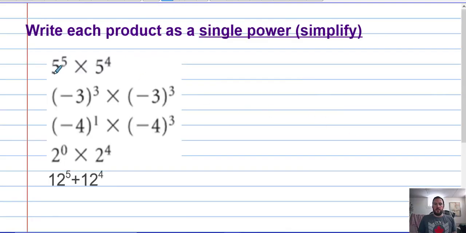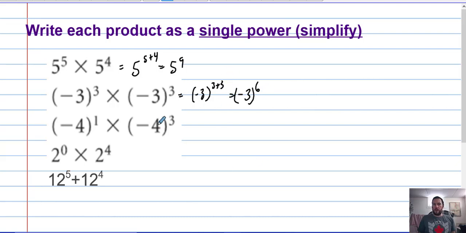So for example, 5 to the power 5 times 5 to the power 4 can be rewritten as 5 to the power 5 plus 4, which is 5 to the power 9. Negative 3 to the 3 times negative 3 to the 3 can be rewritten as negative 3 to the 3 plus 3, which is negative 3 to the 6.